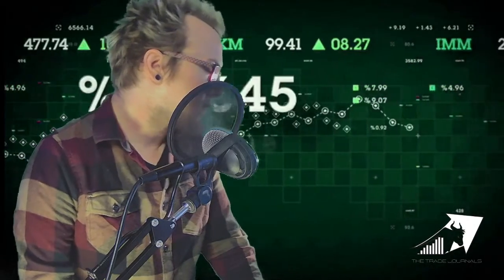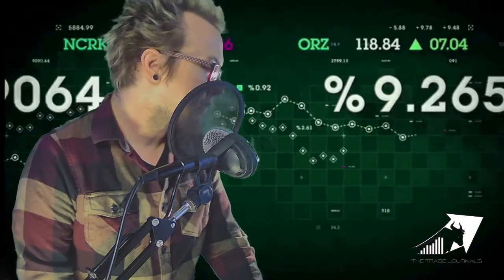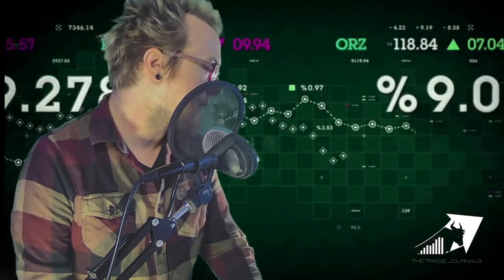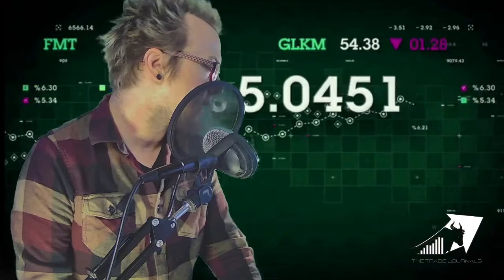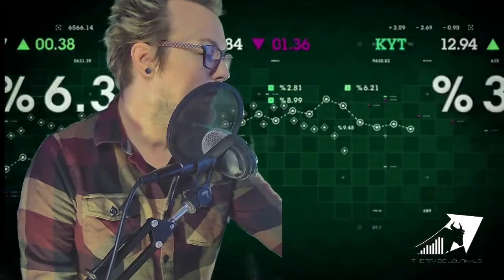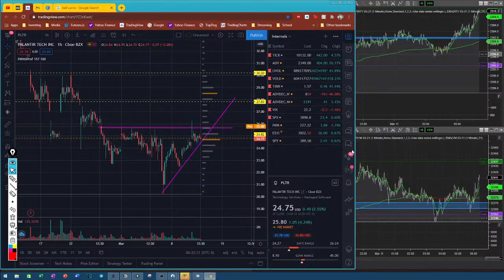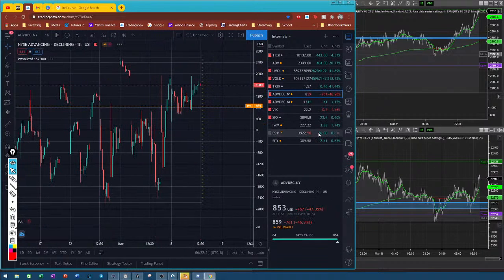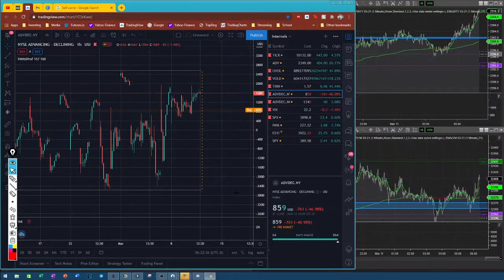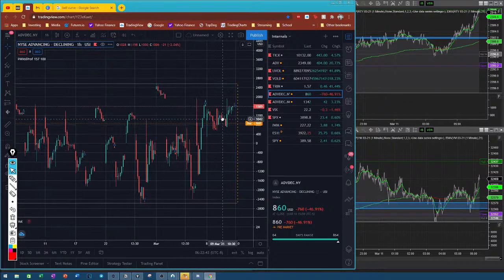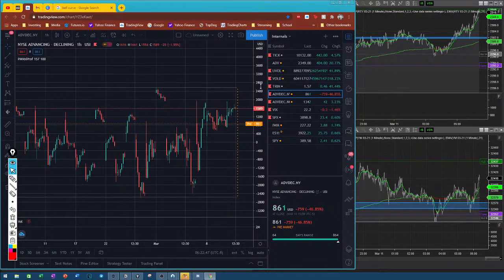Do any of you guys, and I hope most of you say yes, are you guys watching the internals at all? Like the advanced decline, up volume minus down volume, that kind of stuff? If you're not familiar with what the internals are, I hope you guys are. Basically, there's a couple tickers that you can watch that will tell you kind of what's going on inside the stock market internally.